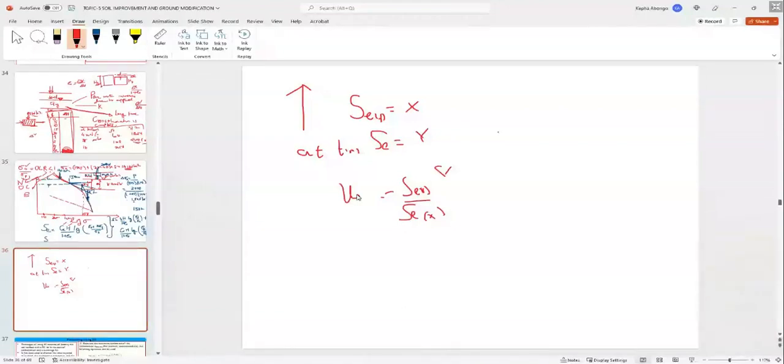Now, knowing that, the degree of consolidation. The degree of consolidation U is related to the time factor, Tv. Time factor Tv.